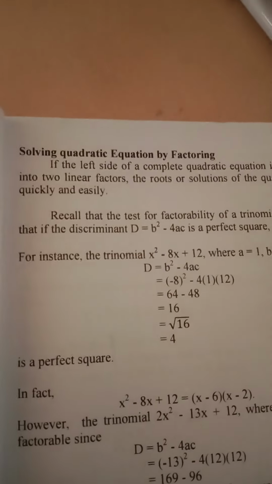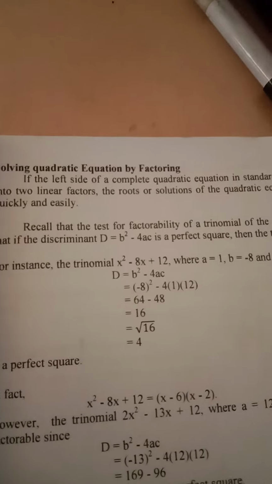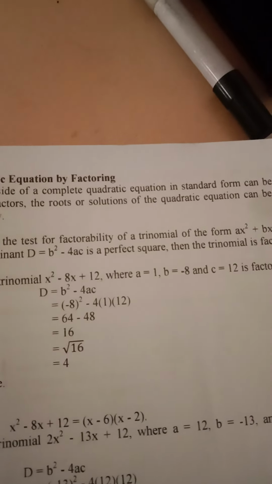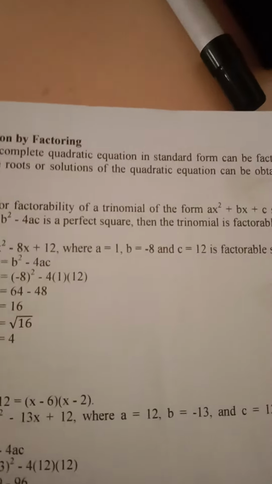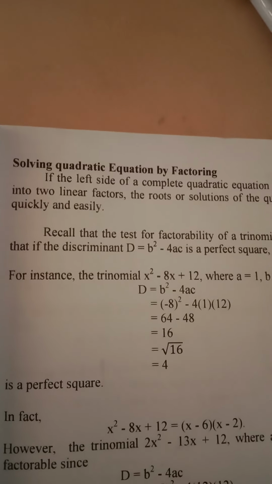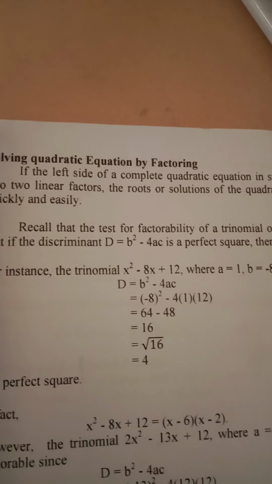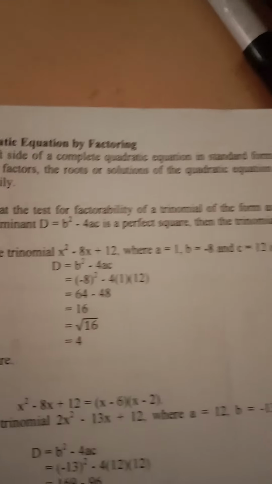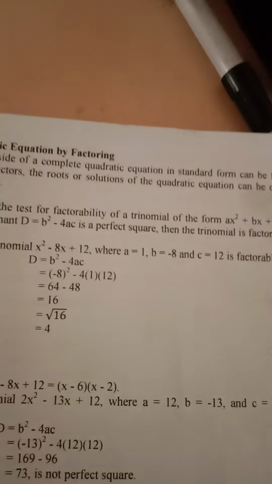Recall the test for factorability of a trinomial of the form ax squared plus bx plus c. It states that if the discriminant, b squared minus 4ac, is a perfect square, then the trinomial is factorable. To test if the equation is factorable, all you have to do is use the discriminant of the quadratic formula.